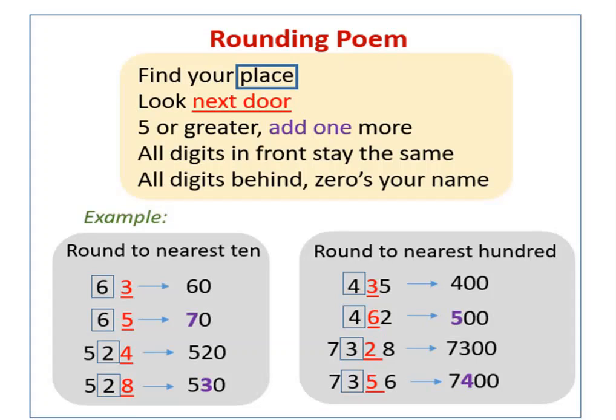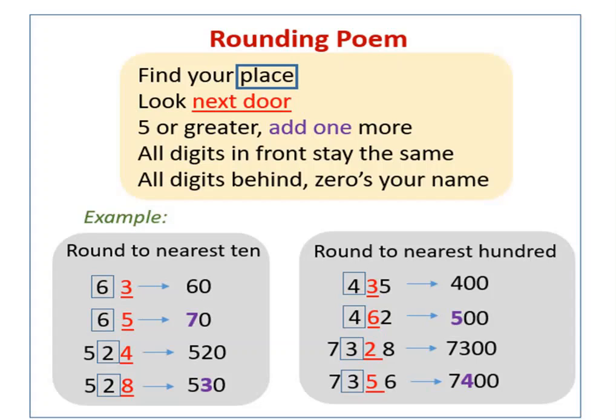I don't change them. And all the digits behind, to the right, all the digits that come after the rounded digit, actually zeros your name. I will put 0 instead of all of them, even the underlined number, okay?